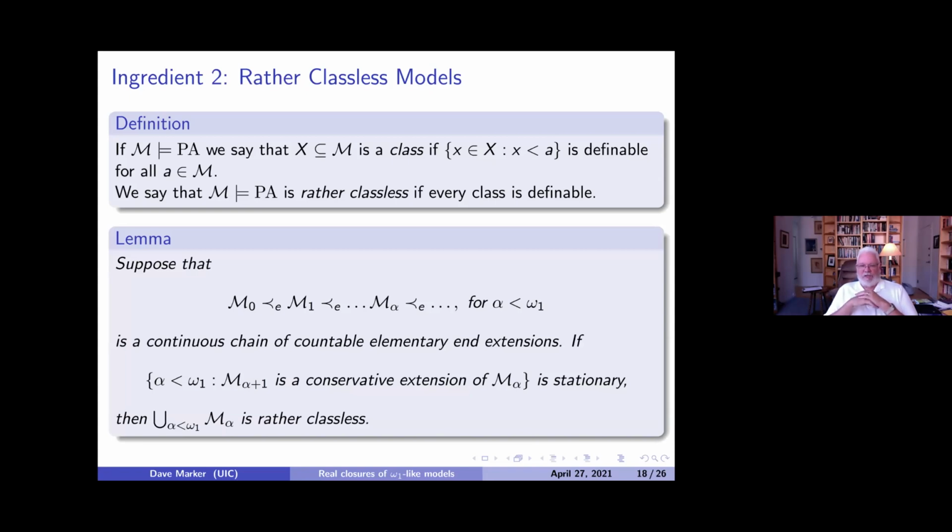take an elementary chain of countable models, an elementary chain of elementary end extensions, and we can code in a stationary set by, if alpha is in the stationary set, I take a conservative extension. If alpha is not in the stationary set, I take a non-conservative extension. And in the end, this way, I build a rather classless model.